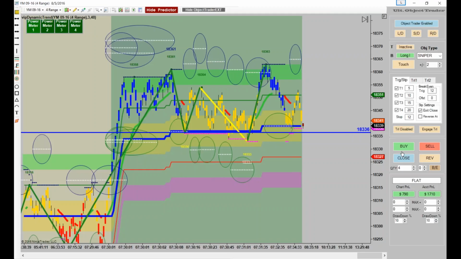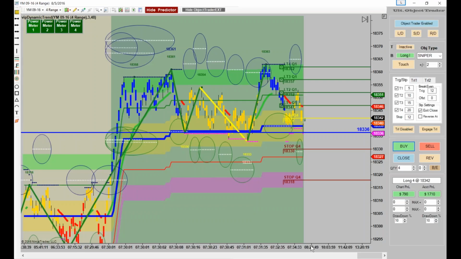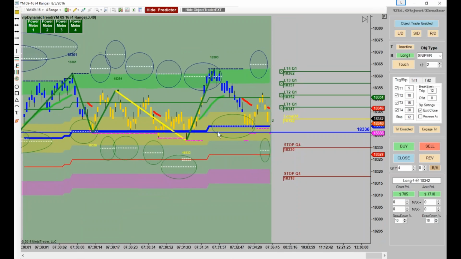Bet you it bounces right there. The reason is because they've already checked here. They're going to check here. Fingers on the buy button. I'm going to go ahead and buy it. Bounce right off my line.